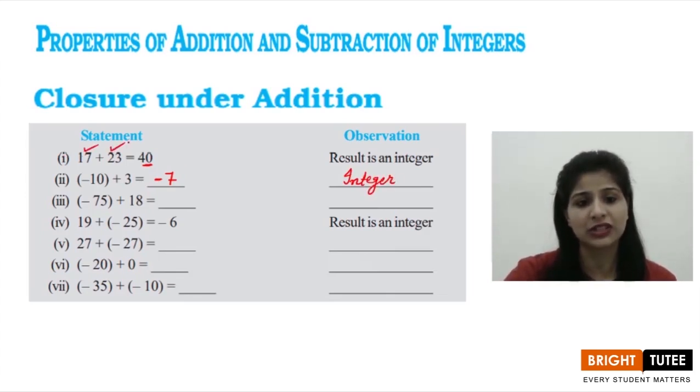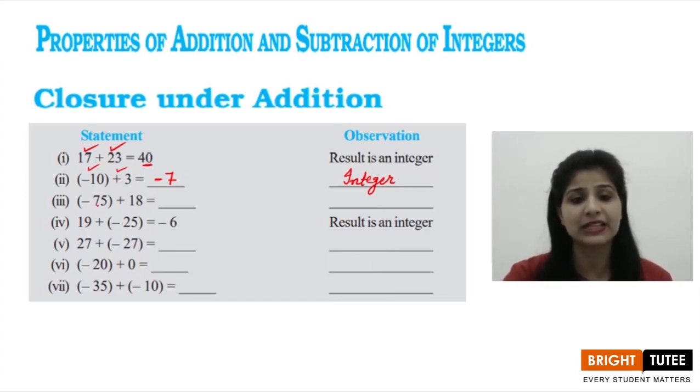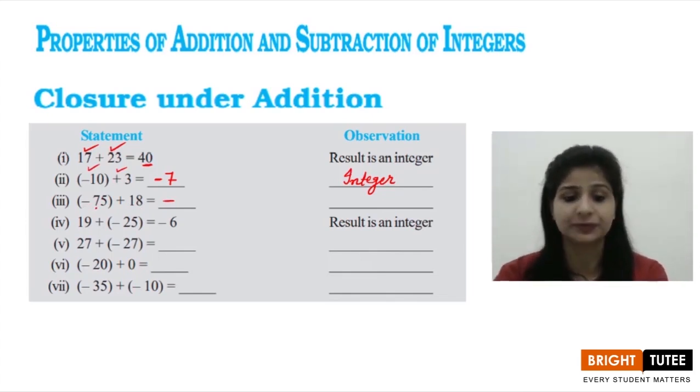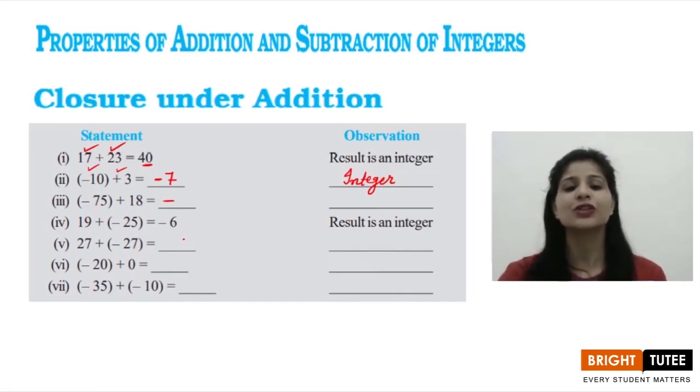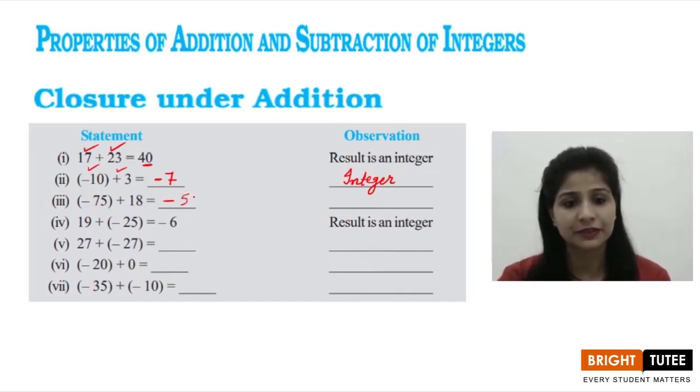So see, we add two positive integers, and one negative and one positive integer. Similarly here, minus 75 plus 18. Whatever you subtract, the answer is going to be negative because the greater number is 75. Now you need to subtract it. So here we will get minus 57. Is it an integer? Yes, it's an integer. Okay. Then 19 plus minus 25, sign will be of the greater number, that is 25. The answer is minus 6. So yes, the result is an integer.